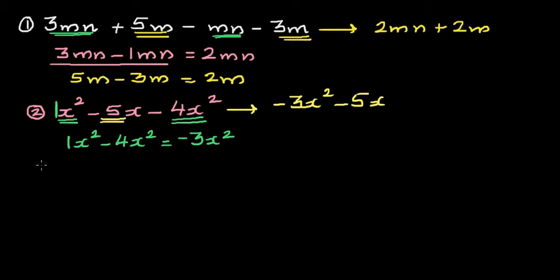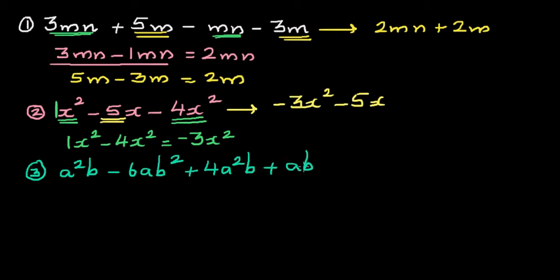Okay, so let's do the third question. Okay, if it is a squared b, take away 6ab squared plus 4a squared b plus ab squared. So you have to look at the expression quite carefully, then only you can see the difference.